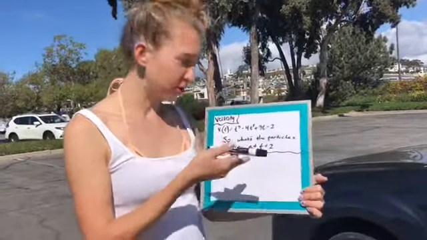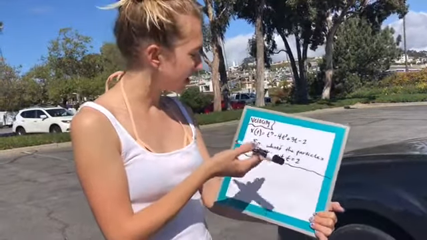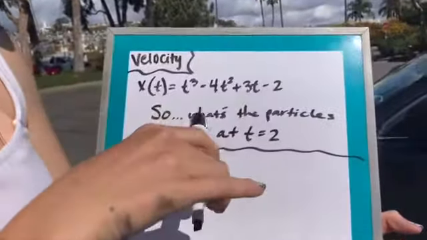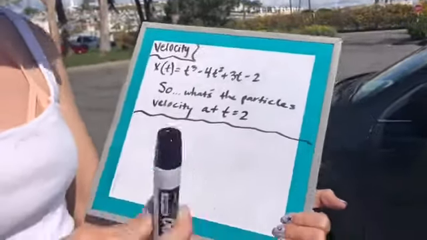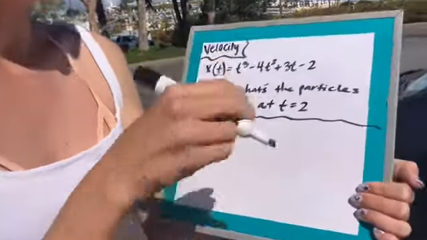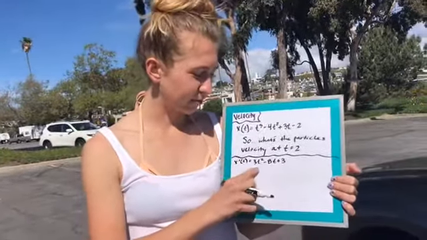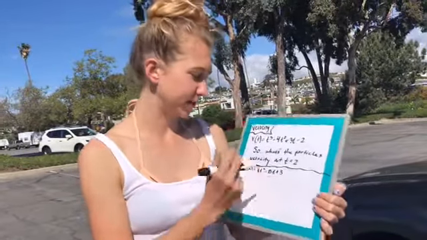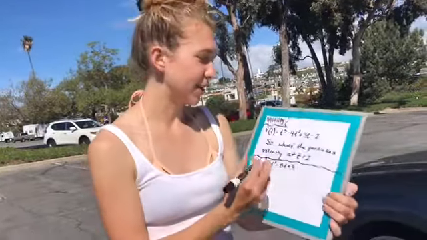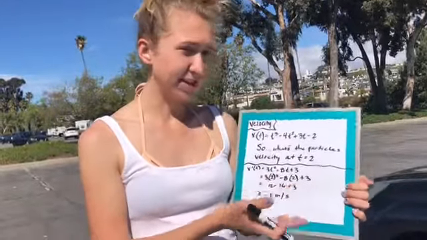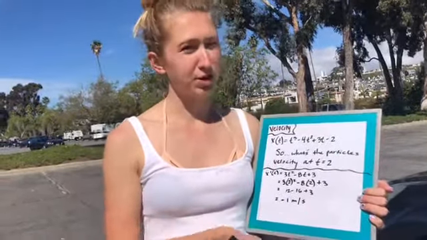Go. Okay, so first we start out by looking at the equation, and it's x of t equals t to the 3 minus 4t squared plus 3t minus 2. So the first step is that you take the derivative of x with respect to t. Then we can pause. Go. So after taking the derivative, you get 3t squared minus 8t plus 3. Then to get the velocity, you plug in t equals 2. So after plugging in t equals 2, you get negative 1 meters per second.